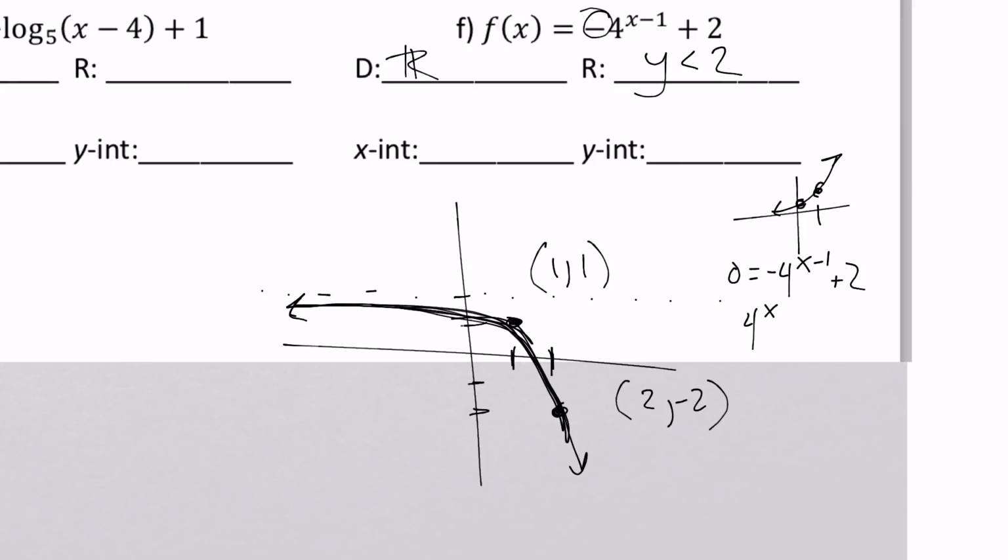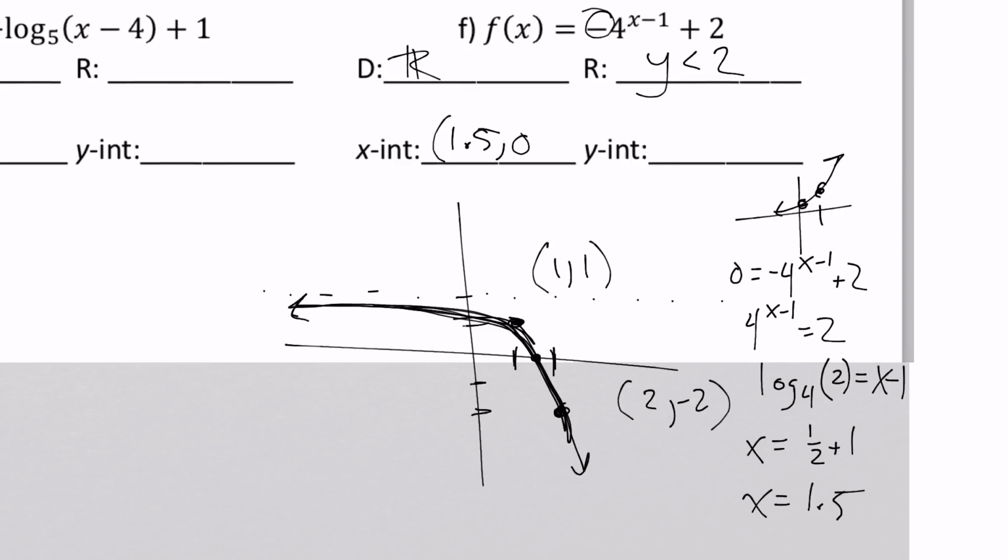So 4 to the power of x minus 1 equals 2. So log base 4 of 2 equals, I'm running out of room, equals x minus 1. So x equals log base 4 of 2, saying 4 to what power is 2? Well, 4 to the 1/2 power is 2, because the square root of 4 is 2. So x equals 1/2, add that 1 over, plus 1. So x equals 1.5. And it actually looks like 1.5 on that graph. So yay for scale drawings. So x-intercept is 1.5, comma, 0.